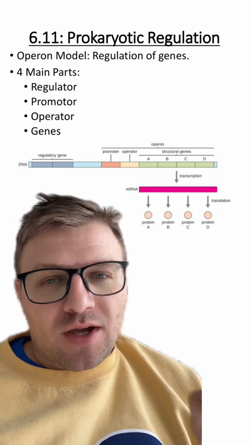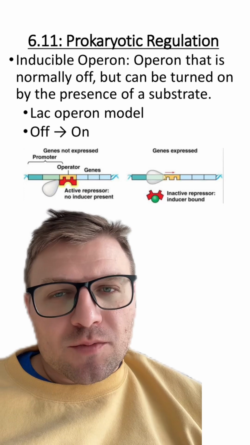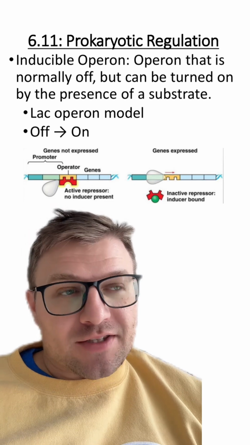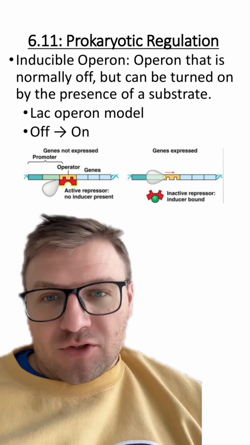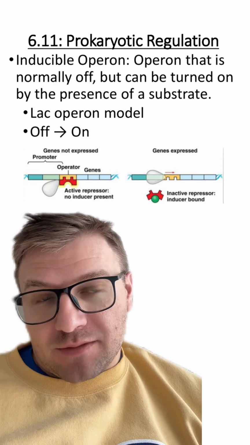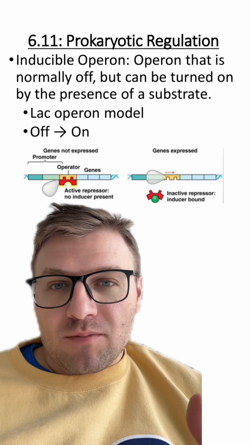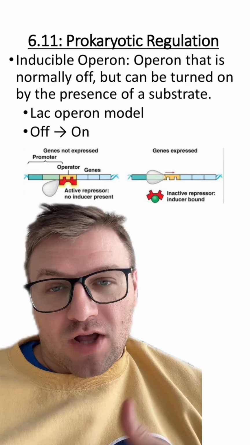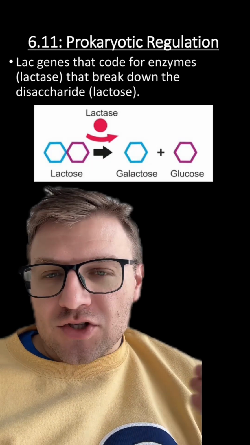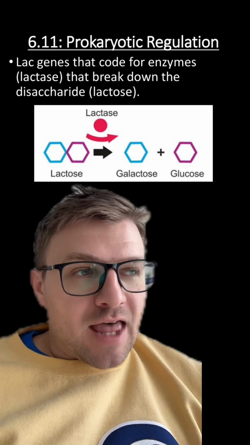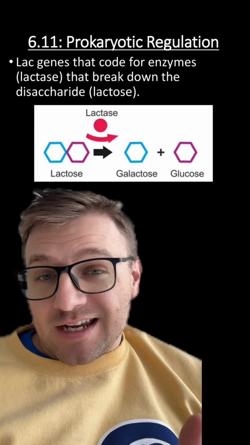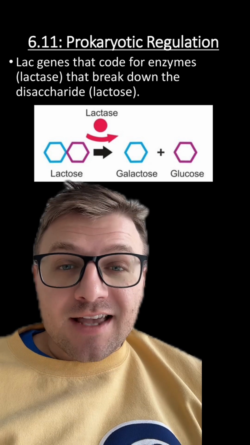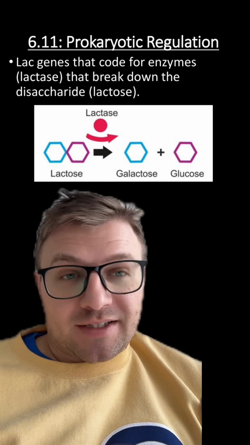We have two main types of operon models. We have inducible and repressible operons. Inducible operons are operons that are normally off, but can be activated when the presence of a substrate is there. So again, usually they're off, but sometimes they can be activated. The lac operon model is going to be the operon model that most textbooks give as an example for the inducible operon. Before we get into this operon, let's just talk about lactose and lactase. Lactose is a sugar. It's specifically a disaccharide that bacteria will use for energy. Lactase is an enzyme that the bacteria will use to break down this sugar.